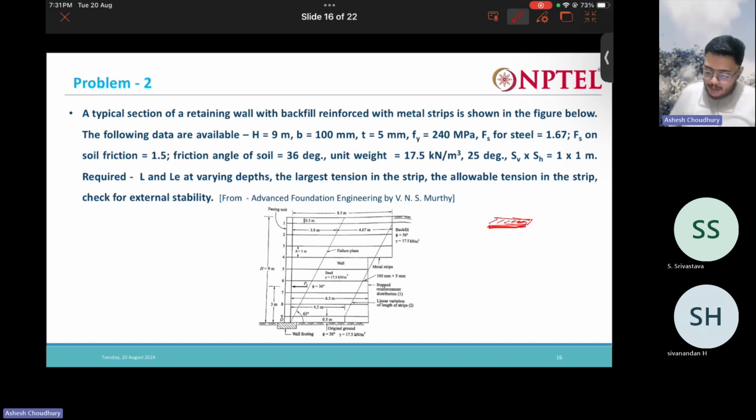Required, what are we required to find? LE and L at varying depths, the largest tension in the strip, the allowable tension in the strip, and the check for external stability. So let us start the problem step by step. Slowly we are going to solve.